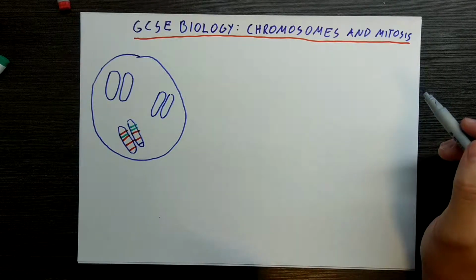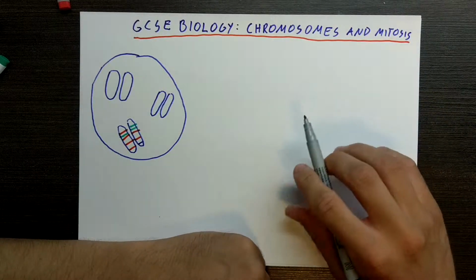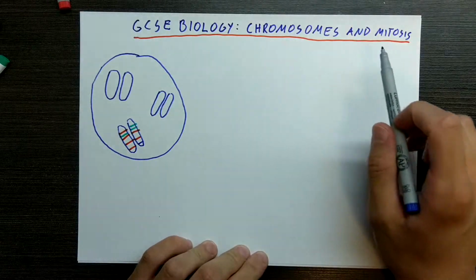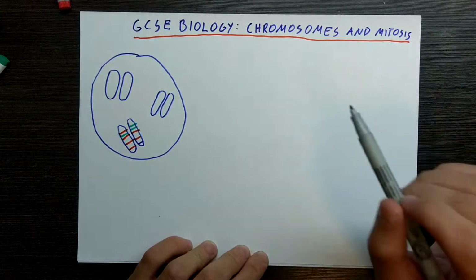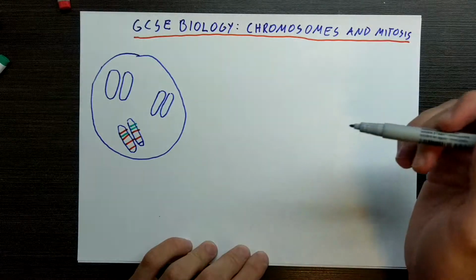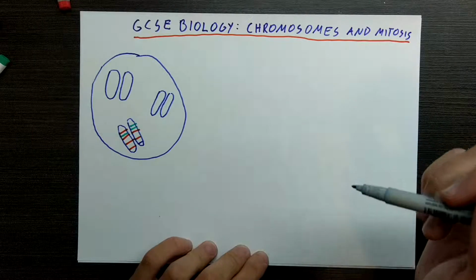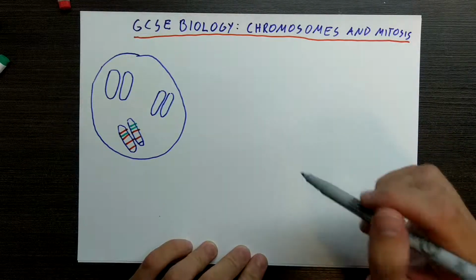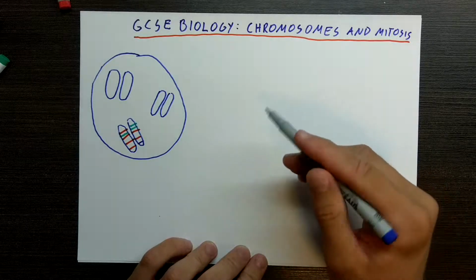Today we will be looking at GCSE biology. Namely, we will be looking at chromosomes and mitosis. So today I will tell you all about the chromosomes and about how the cells divide via a process called mitosis. Okay, so without further ado, let's get started.